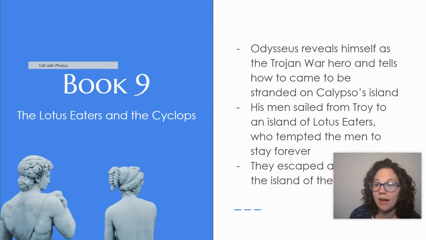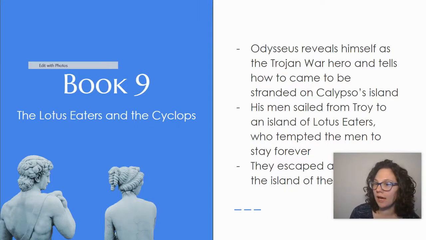So in book 9, Odysseus begins his story. This is in Odysseus's voice. He reveals himself as the great Trojan war hero, and he says, this is how I got to Calypso's island where I just was before I was shipwrecked here. What happened was they won the Trojan War thanks to Odysseus's cunning with the Trojan horse.